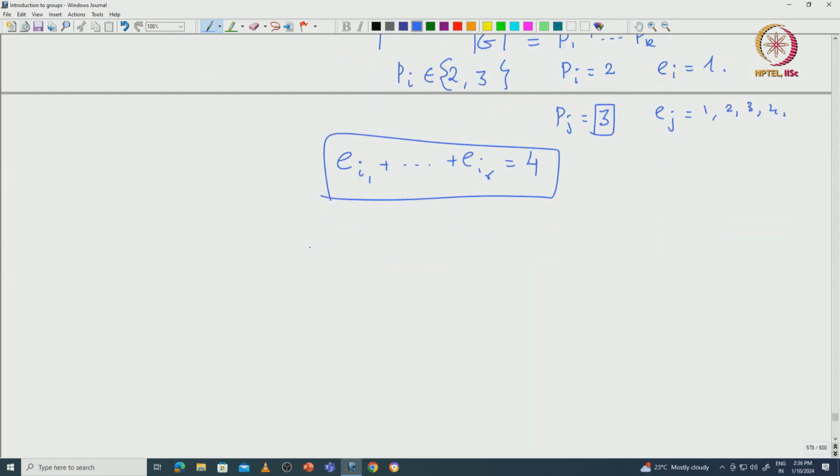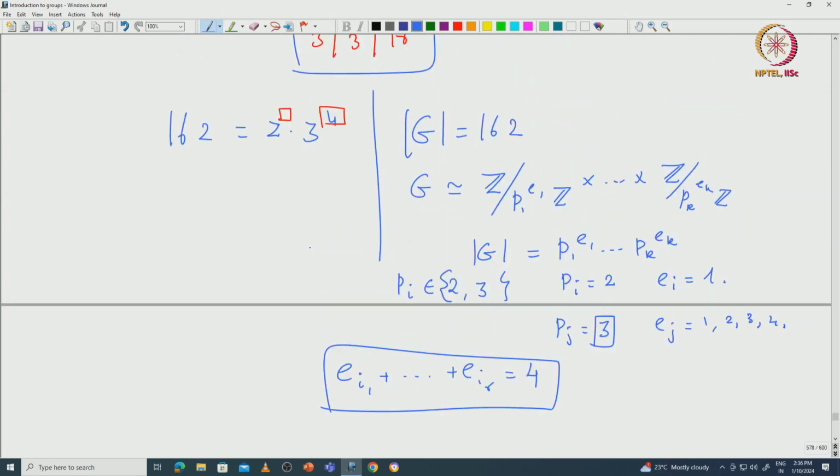if you are interested in counting the number of non-isomorphic finite abelian groups of order 162, then that must be exactly equal to the partition of 1 times the partition of 4. So, the number of abelian groups of order 162 should be the product, partition of 1 times partition of 4.